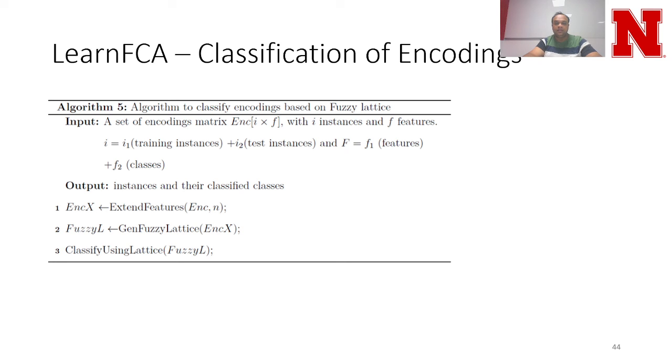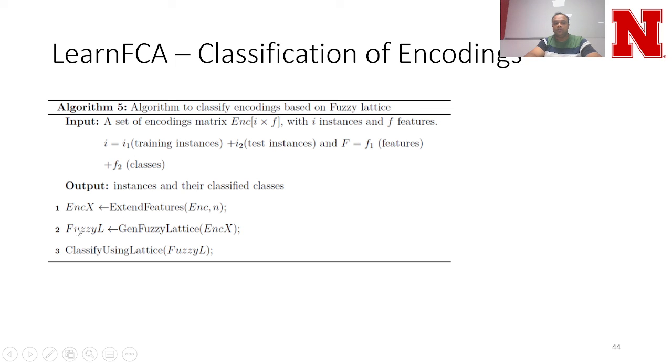So lastly, the final algorithm which classifies the whole encodings based on the fuzzy lattice is presented here. We can see the input is a set of encodings wherein we had I cross f, and f is divided into f1 plus f2. So f2 is basically classes. So in short, if we only had one class here, the last one was class, and the set of instances was now divided into I1 and I2. I1 is the training instances, which means from where we learned, and I2 is the test instances which were classified.